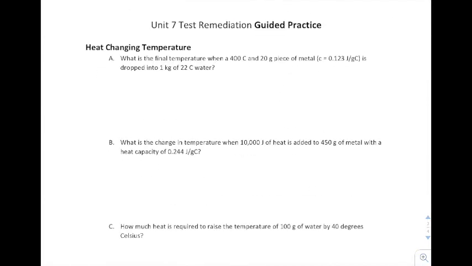Okay, next we get into some more of these calculations, and the calculations can be really complicated. So it's really important that when you do this, you make sure you set up your variable chart and you know what goes with what. In this case, it's what is the final temperature when a 400 degrees Celsius, 20 gram piece of metal is dropped into 1 kilogram of 22 degrees C water.